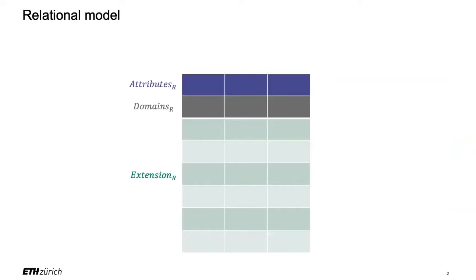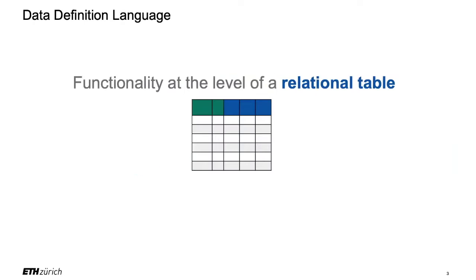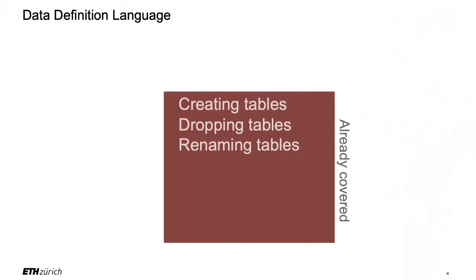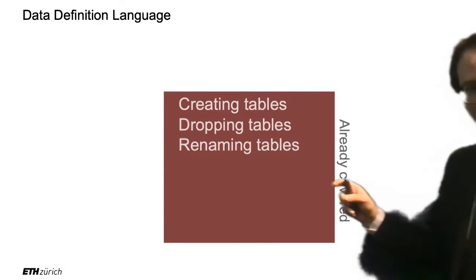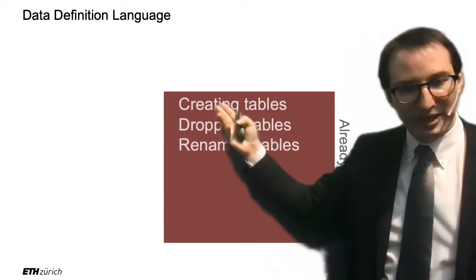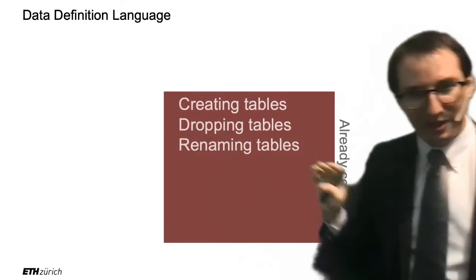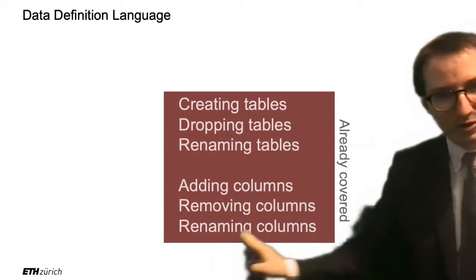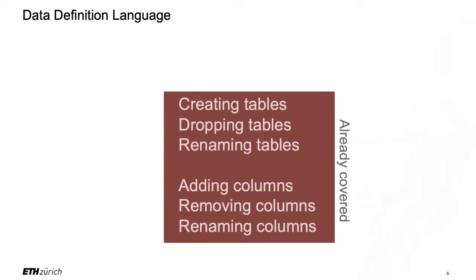All right, so we looked at the model. We know what a relational table is. We defined tables in SQL, so we can create tables, we can drop tables, we can rename tables, we can add columns to an existing table, remove columns, rename columns. So all of that we saw how to do with SQL. So you can define schemas.